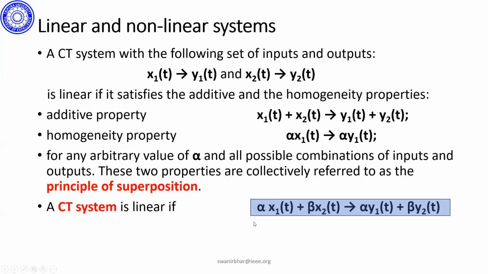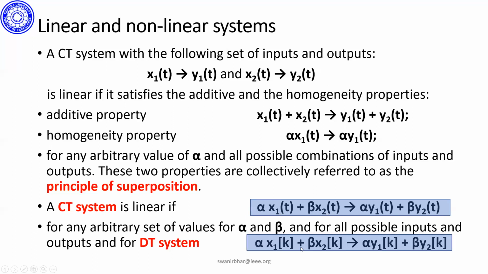So for linear, there is alpha for the homogeneity property, and for the other signal you have another term, beta, arbitrary numbers. Alpha into x1, beta into x2 gives alpha into y1 and beta into y2, whether it is t for continuous time or k for a discrete time system. If a system is not a linear discrete time system or not a linear continuous time system, then obviously it is a non-linear continuous time system or a non-linear discrete time system. So I hope this linear and non-linear part is clear.